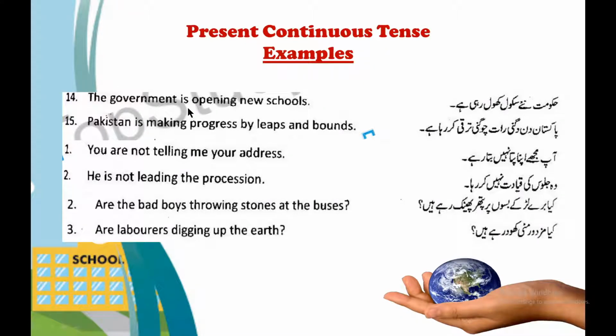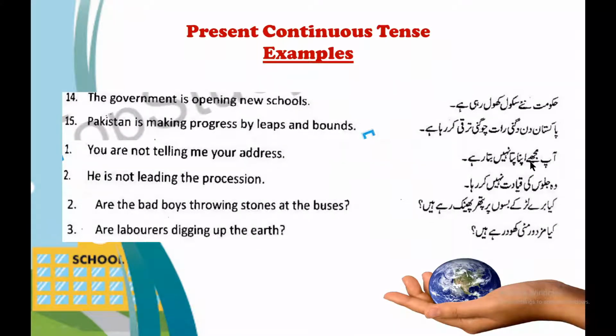So the government is opening new schools. So "is" according to the subject. Since the subject is singular, we have to put "is". So the government is, and then open, first form of the verb plus ing, it would become opening. The government is opening new schools. पाकिस्तान दिन दुगनी रात चुगनी तरक्की कर रहा है. Pakistan is making progress by leaps and bounds.